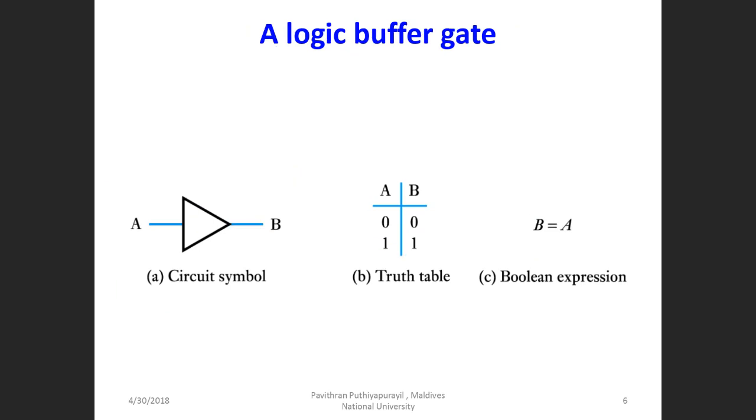Next, a logic buffer gate. A logic buffer gate means this is just a buffer gate. Buffer gate means you can store your input. Okay? This is not a fundamental gate. Only 3 fundamental gates are there: your AND gate, OR gate, and NOT gate. Now they are talking about the logic buffer gate. What is a logic buffer gate? That means a gate which can store whatever input is there, you can store at the output.